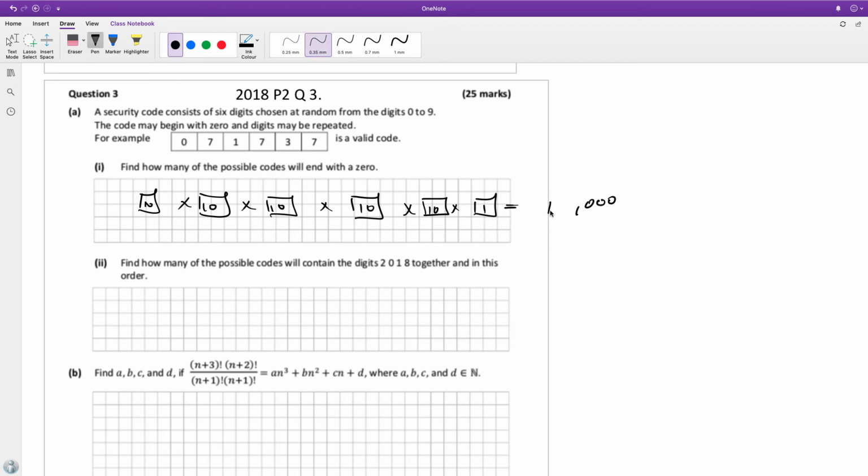Ten minutes left, guys. Right, 100,000. Right, find how many of the possible codes will contain the digits 2018 together and in this order.